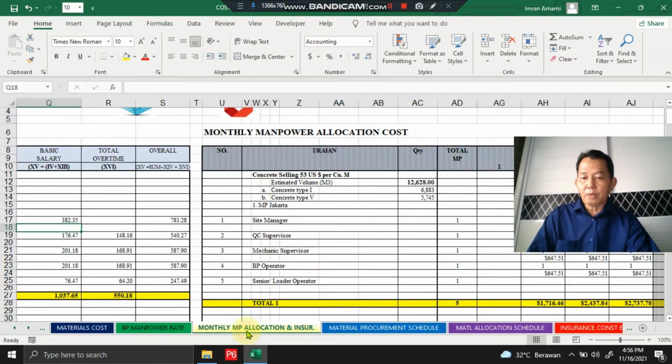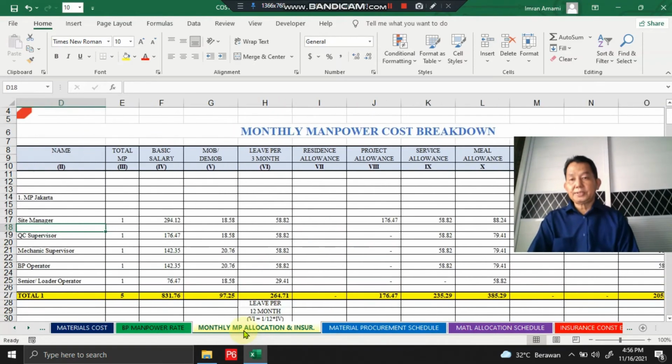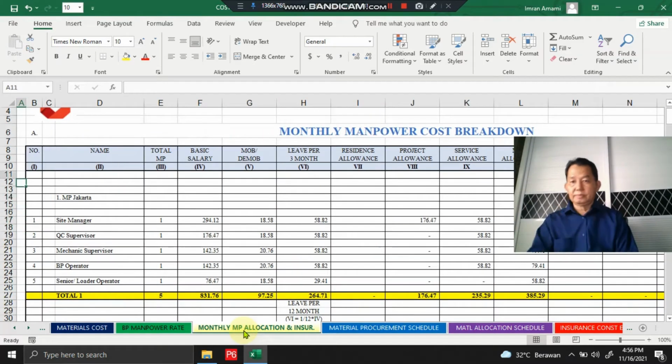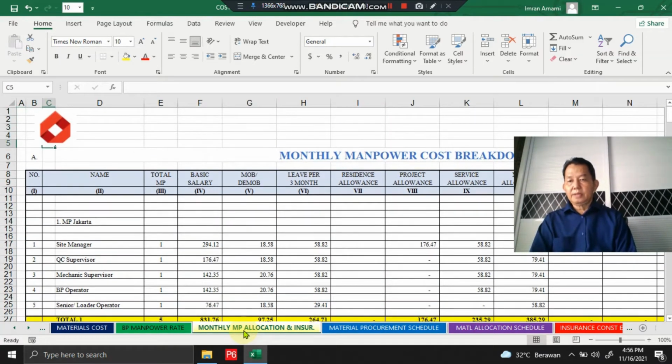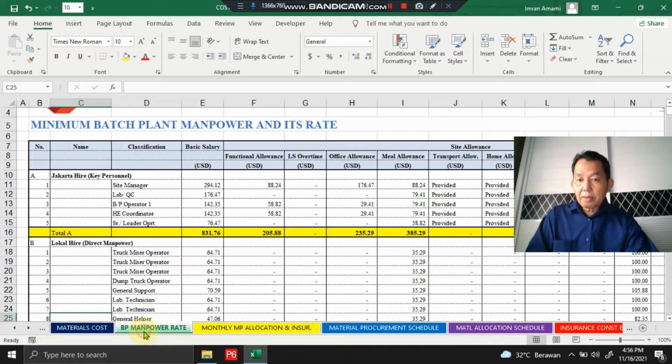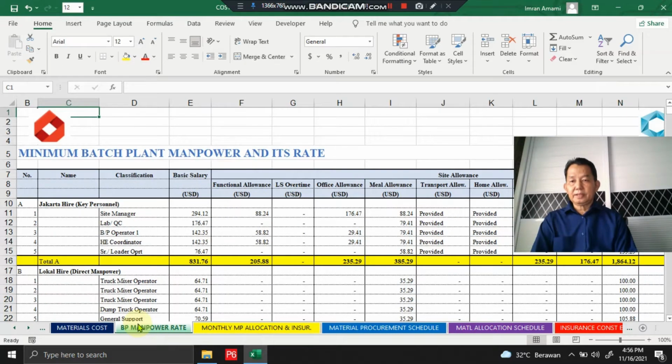Now we jump to another section or worksheet. As seen on the screen here, we compose the monthly manpower, minimum base plan manpower and its rate.